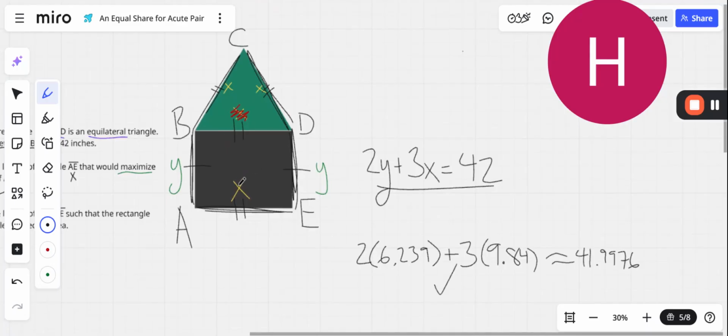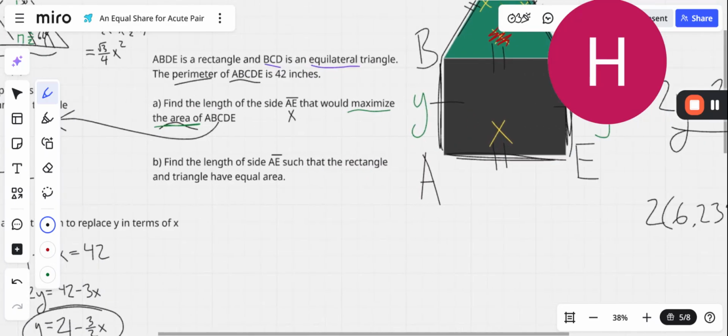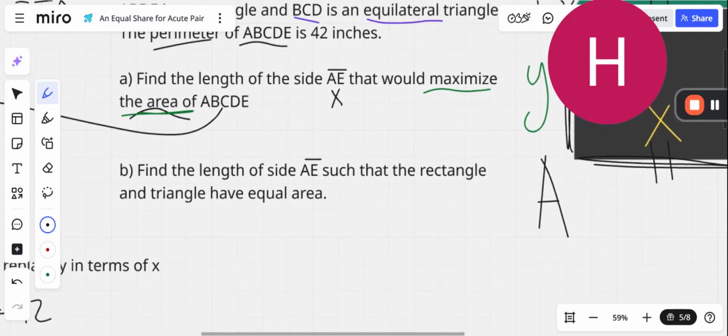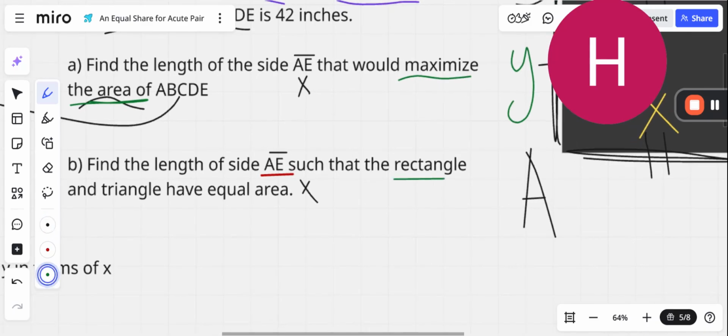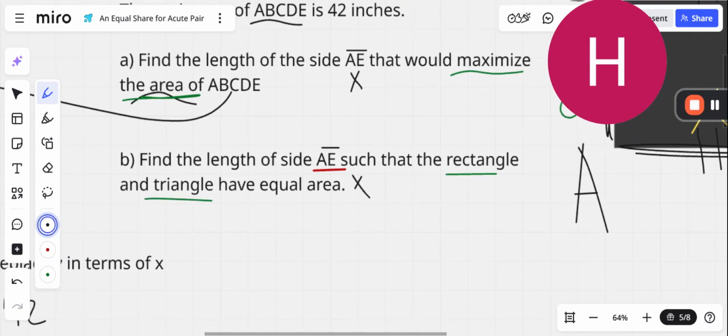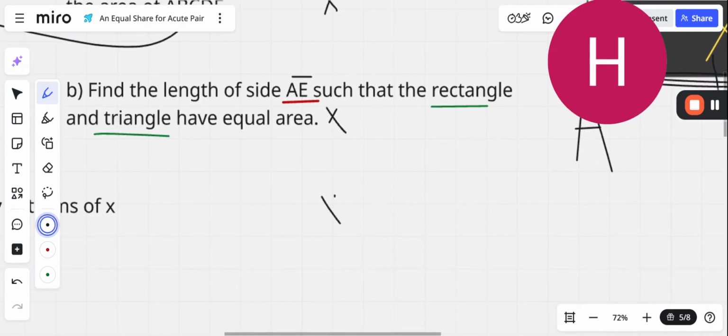Okay, great. Now let's work on part B, which is actually a little bit easier if you know what you're doing. For part B, we want to find the length of side AE, which is just x again. Find a new value for x, such that the rectangle and triangle have equal area. So this one's a little bit different. We want to say that xy is equal to square root of 3 over 4 x, and we get to, x squared, sorry.